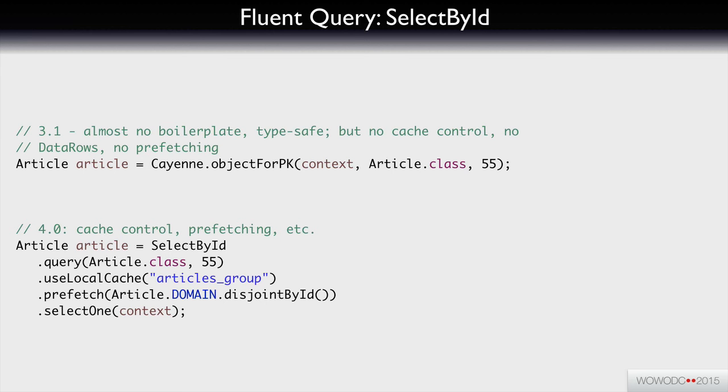We introduced a new type of query, select by ID, and you can do the same thing, except you can also control whether you get a fresh object or an object from the cache. And the same is true for related objects, because prefetching, you may think of it as a performance optimization technique, but in many cases it's a cache control technique, and that's what it is in this query.